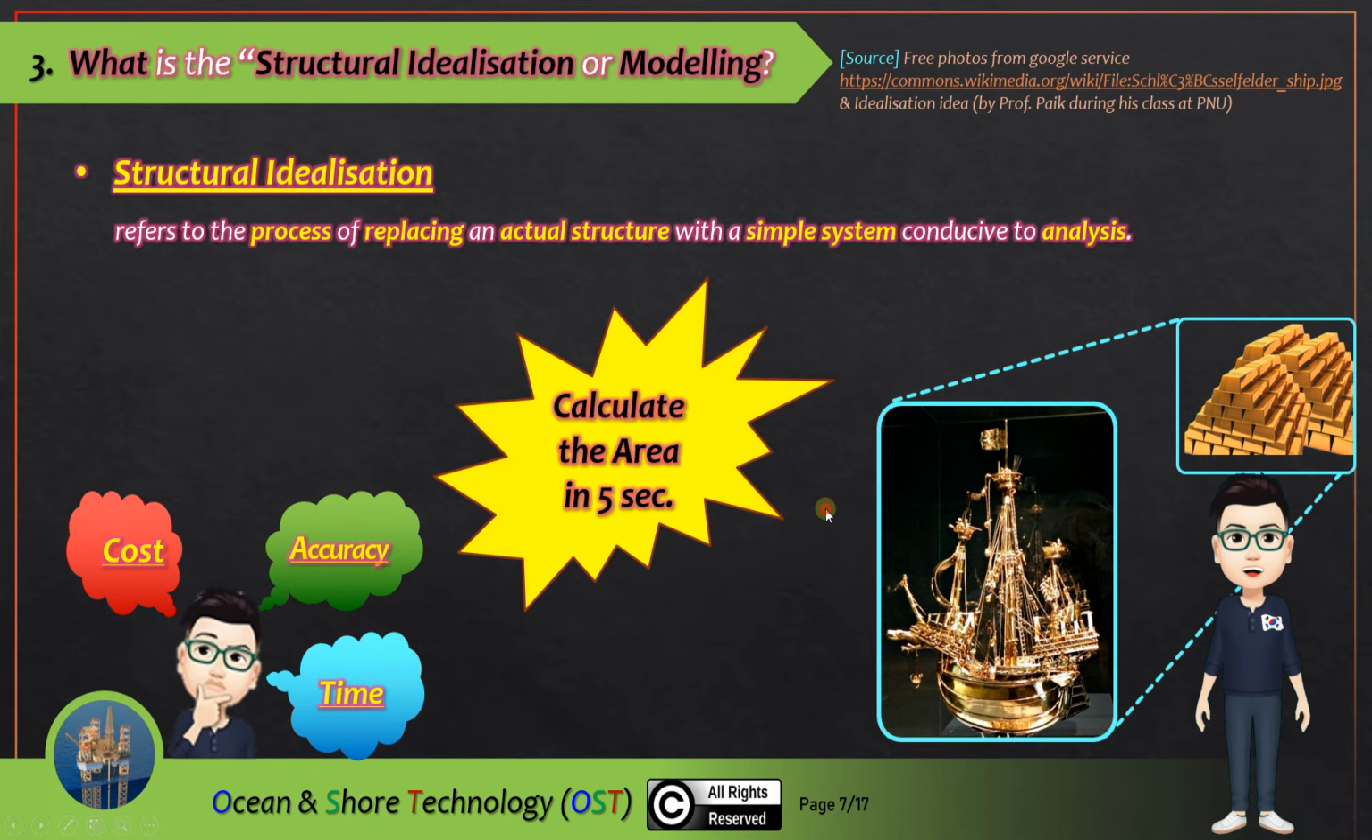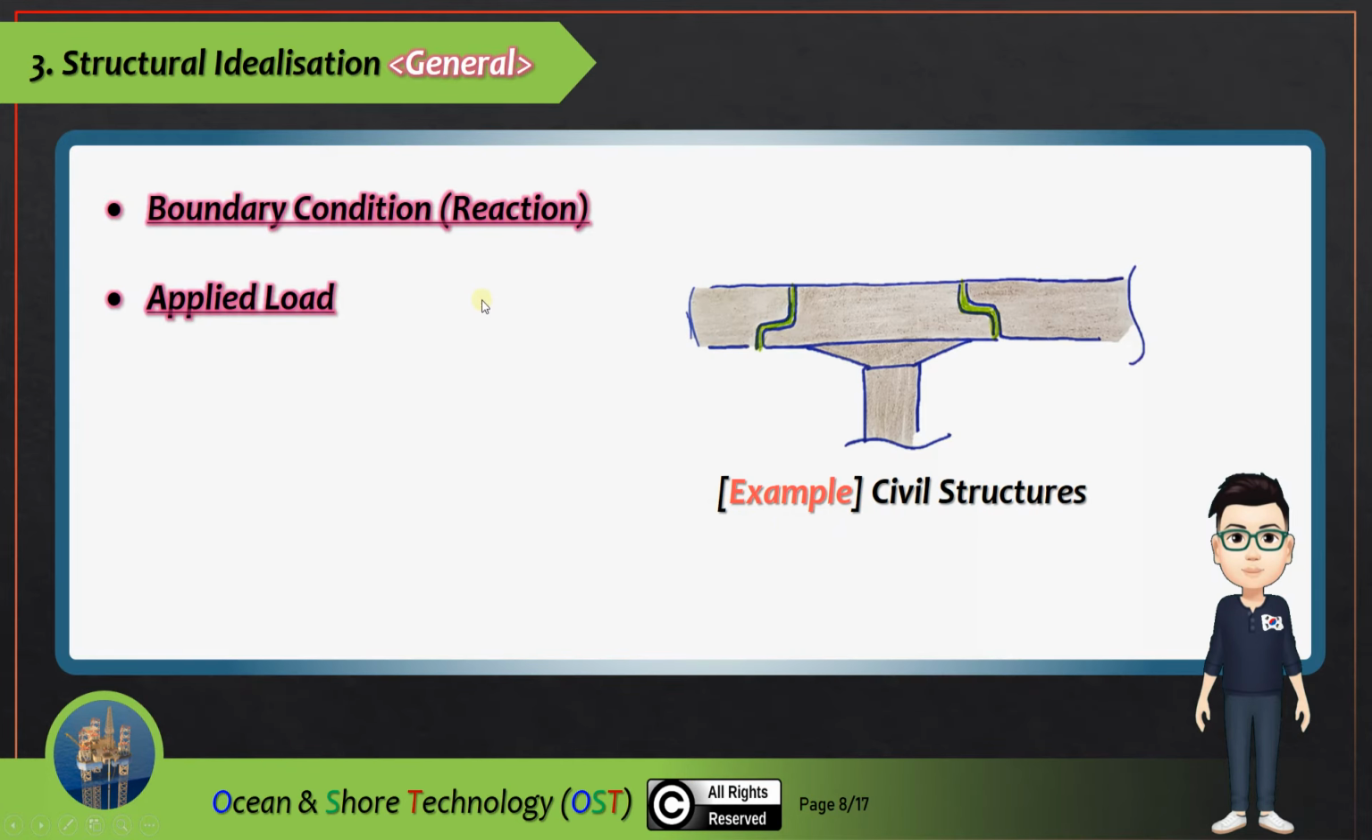and the cost methods. So structural idealization, and in general, this is an example of a typical civil structure we call the bridge. And you can see here, this is the boundary condition. Look at that. It seems like a roller system. It could be moved slightly to the left, to the right, and that is followed by the boundary condition. We should focus on the applied load as well.